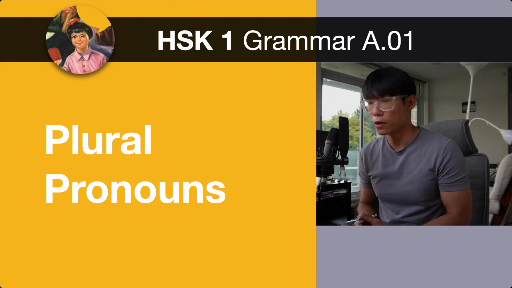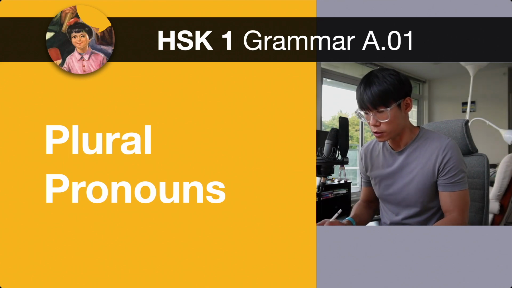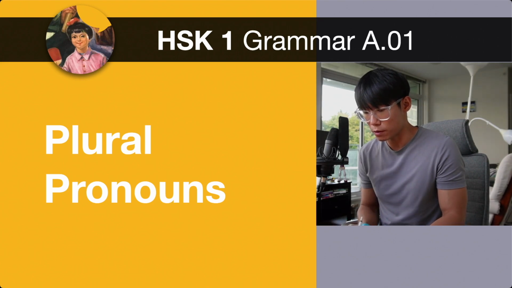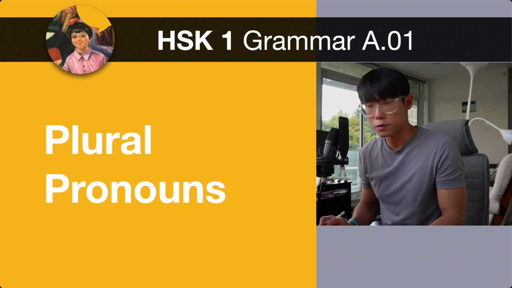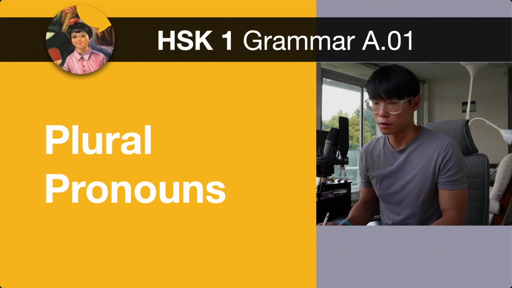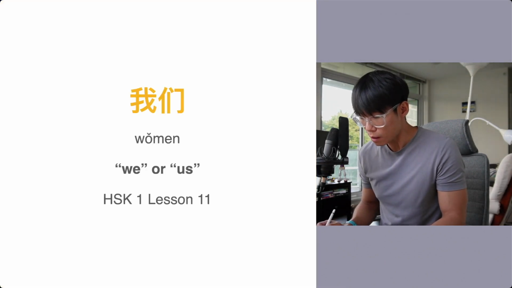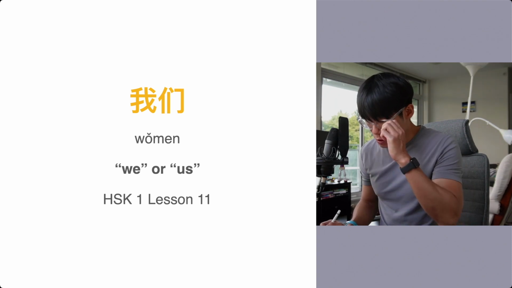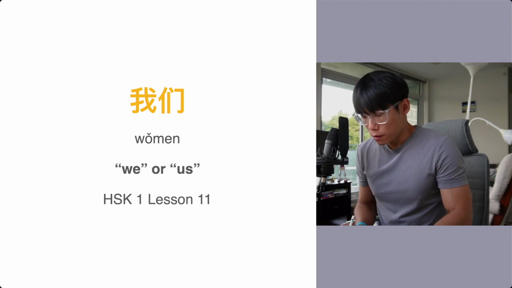So in this video or in this live stream, if you're watching this on YouTube, we're going to look at the plural form of pronouns like nimen, 我们, tamen, etc. All right, so let's start with 我们. 我们 simply means us or we, right?